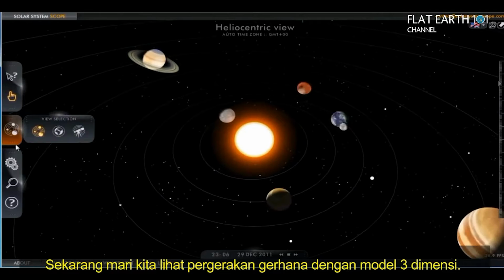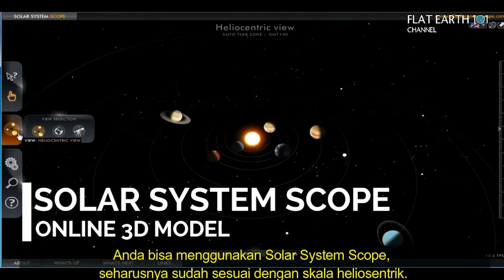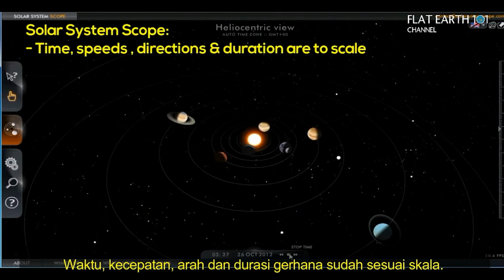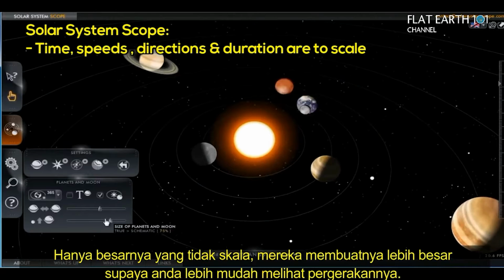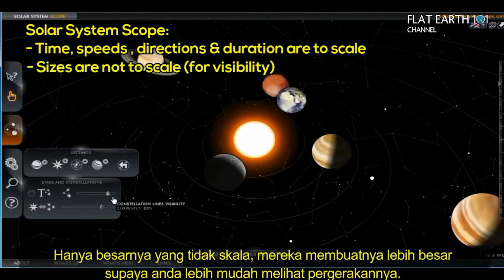Now let's see the eclipse movement with a 3D model. You can use Solar System Scope. It's supposed to be correct according to the heliocentric model. The time, speeds, directions, and eclipse duration are to scale. Only the sizes are not to scale. They make them bigger to make it easier for you to see the movements.